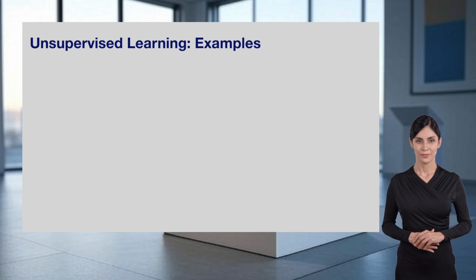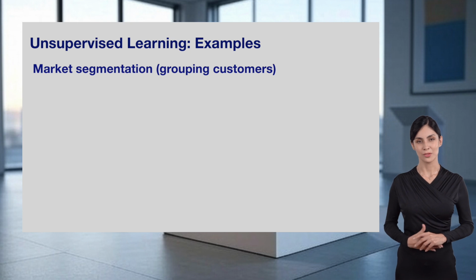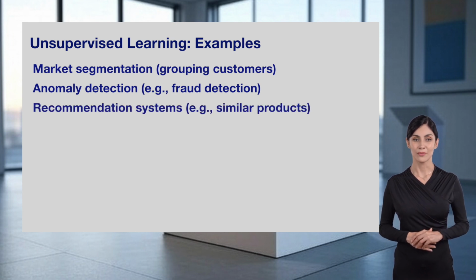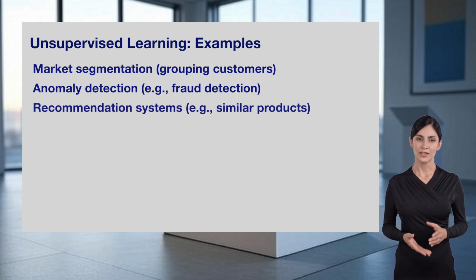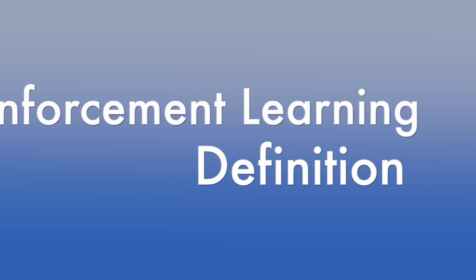Unsupervised learning has many uses. Market segmentation groups customers based on behavior, like who buys similar products. Anomaly detection, such as spotting fraud, finds unusual patterns in data. Recommendation systems, like suggesting similar products on Amazon, also use unsupervised learning to find patterns. It's great for discovering hidden patterns in data when we don't have labels to guide us.